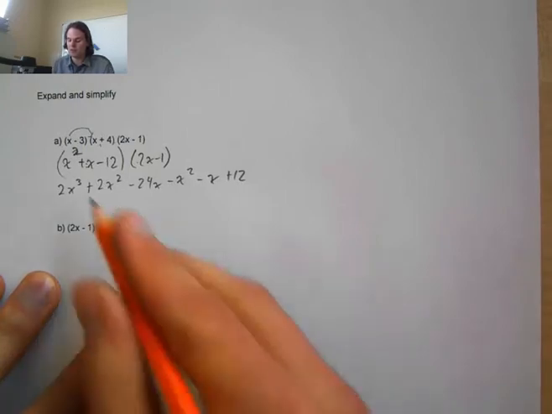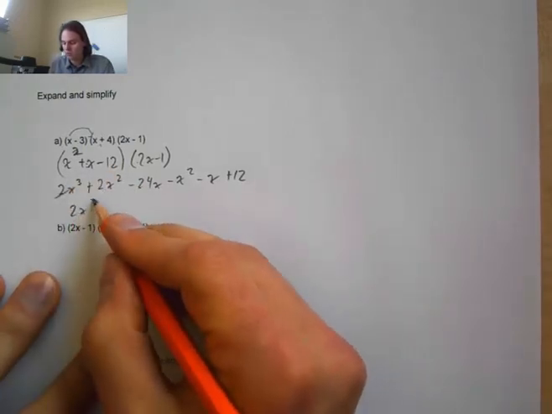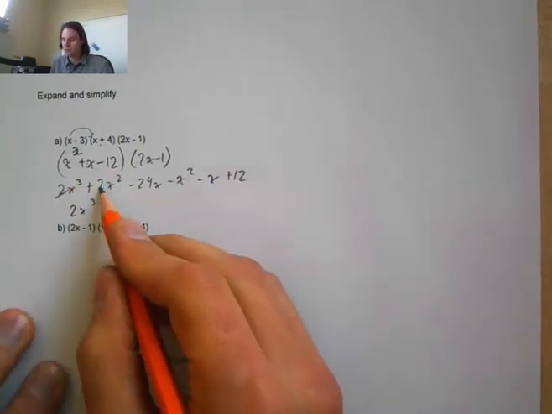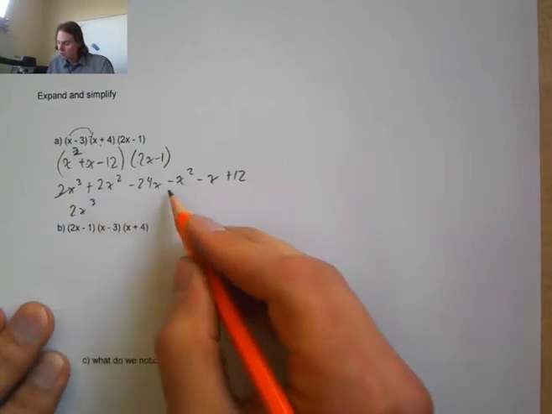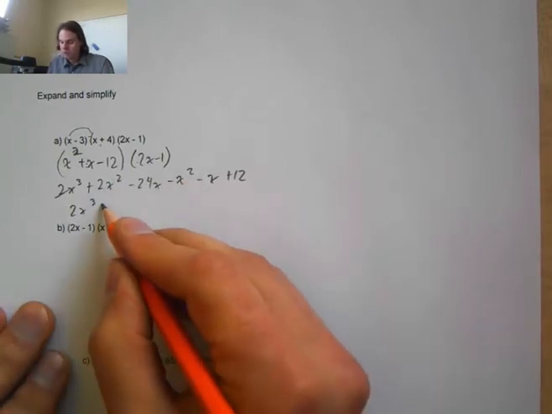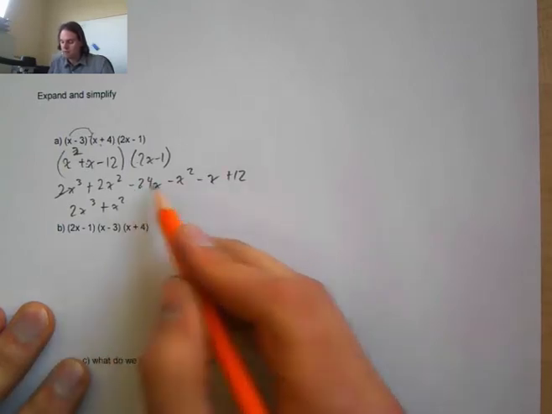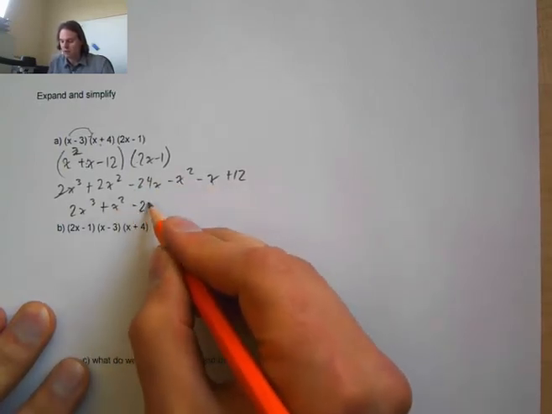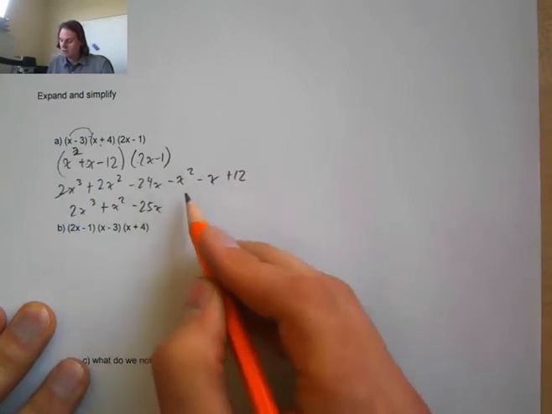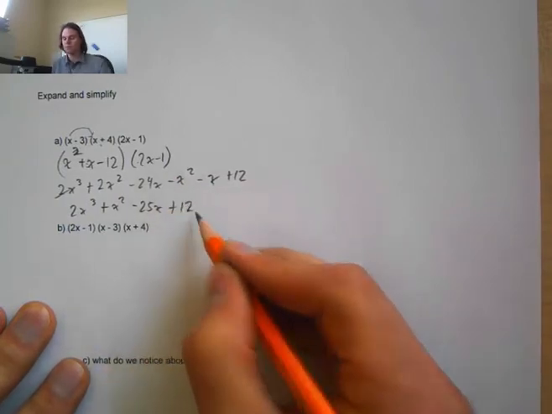Now combine all my like terms. I only have 2x cubed. And then I have 2x squared, and minus x squared, which will give me plus x squared. And then I have minus 24x minus x, which is minus 25x. And then I'm going to have plus 12.